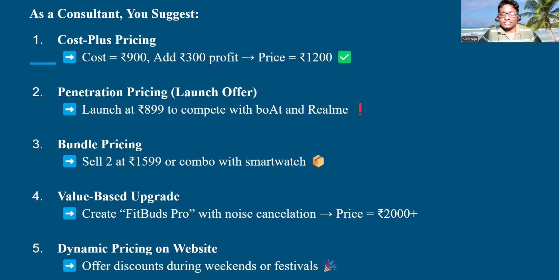The third one is bundle pricing, guys. Bundle pricing is nothing but this: the price of Coke is 50 rupees, the price of pizza is 100 rupees, total 150. But if you buy pizza as well as Coke at once, the price will be decreased, around 115 to 120 or 119 rupees. By offering bundle pricing, they will be attracting customers. So you can do bundle pricing too. That is one of the strategies. Sell two at 15.99 or combo with the smartwatch.